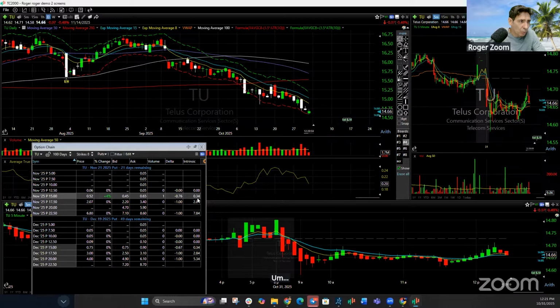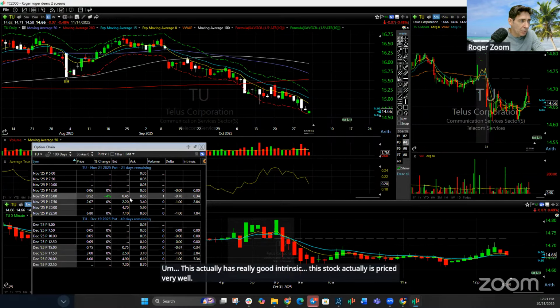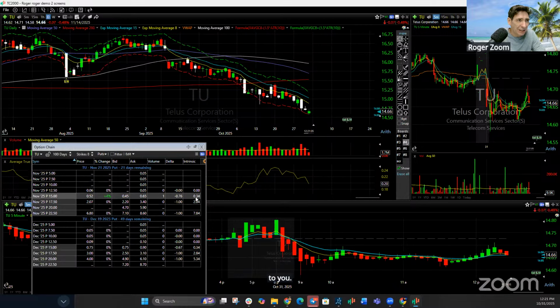TU actually has really good intrinsic. The stock actually is priced very well. TU, 34 cents is intrinsic. It's not overextended. It's just grinding down. That's all.